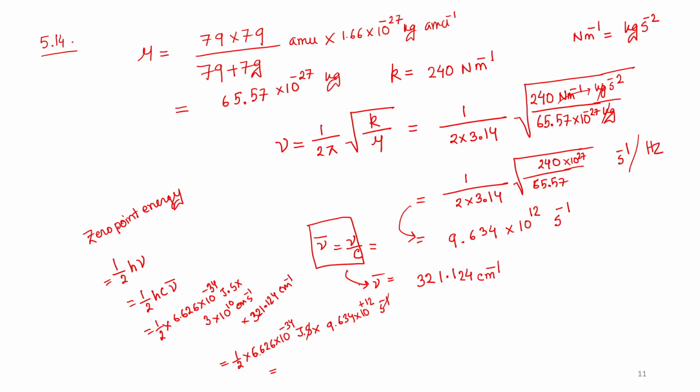6.626 into 10 to the power minus 34 divided by 2. It is 3.19 into 10 to the power minus 21 joules, which is very, very small, right? So this is the answer. I hope you guys are getting it.